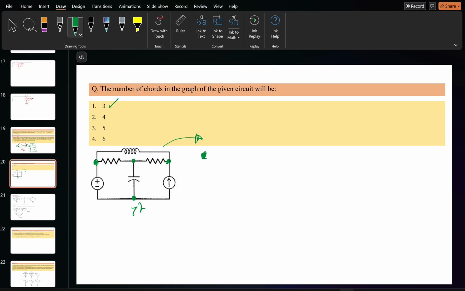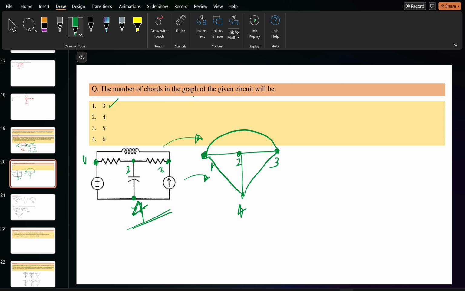Okay. So if you see the nodes 1, 2, 3, and here it is 4. So making a graph out of that, 1, 2, 3, 4. These are the connection points, and this is actually the graph of this network. Okay. If you see the number of nodes here, what is the definition of the number of chords? Number of chords is the number of links. Number of links is equal to b minus n minus 1 basically.